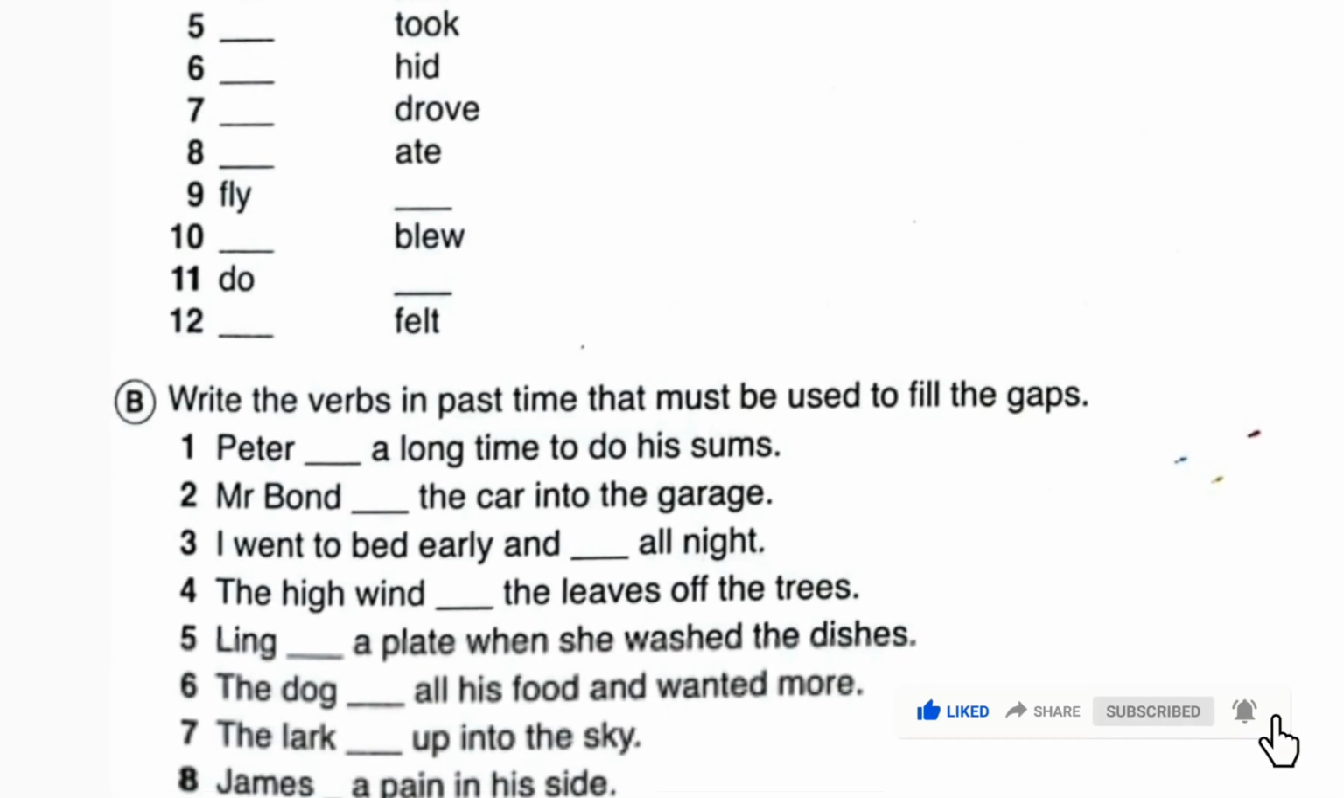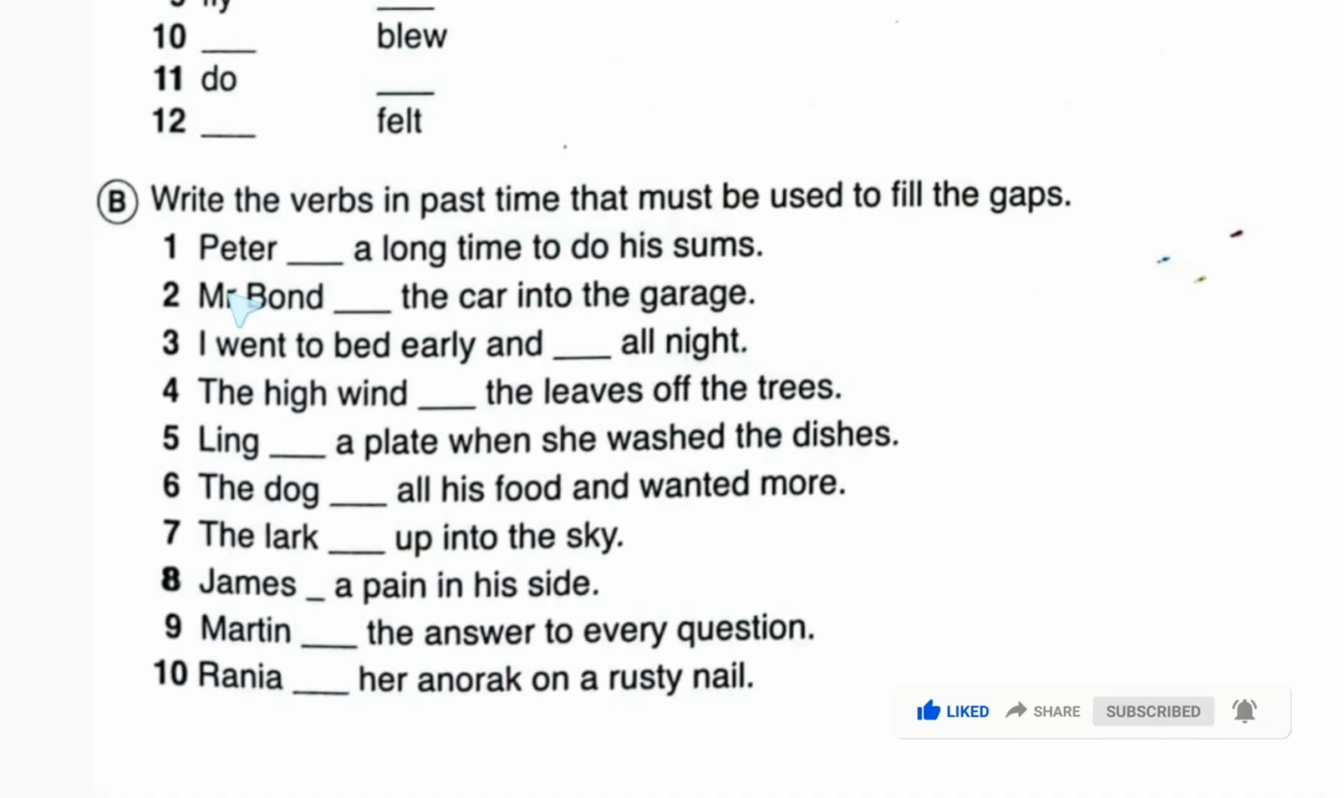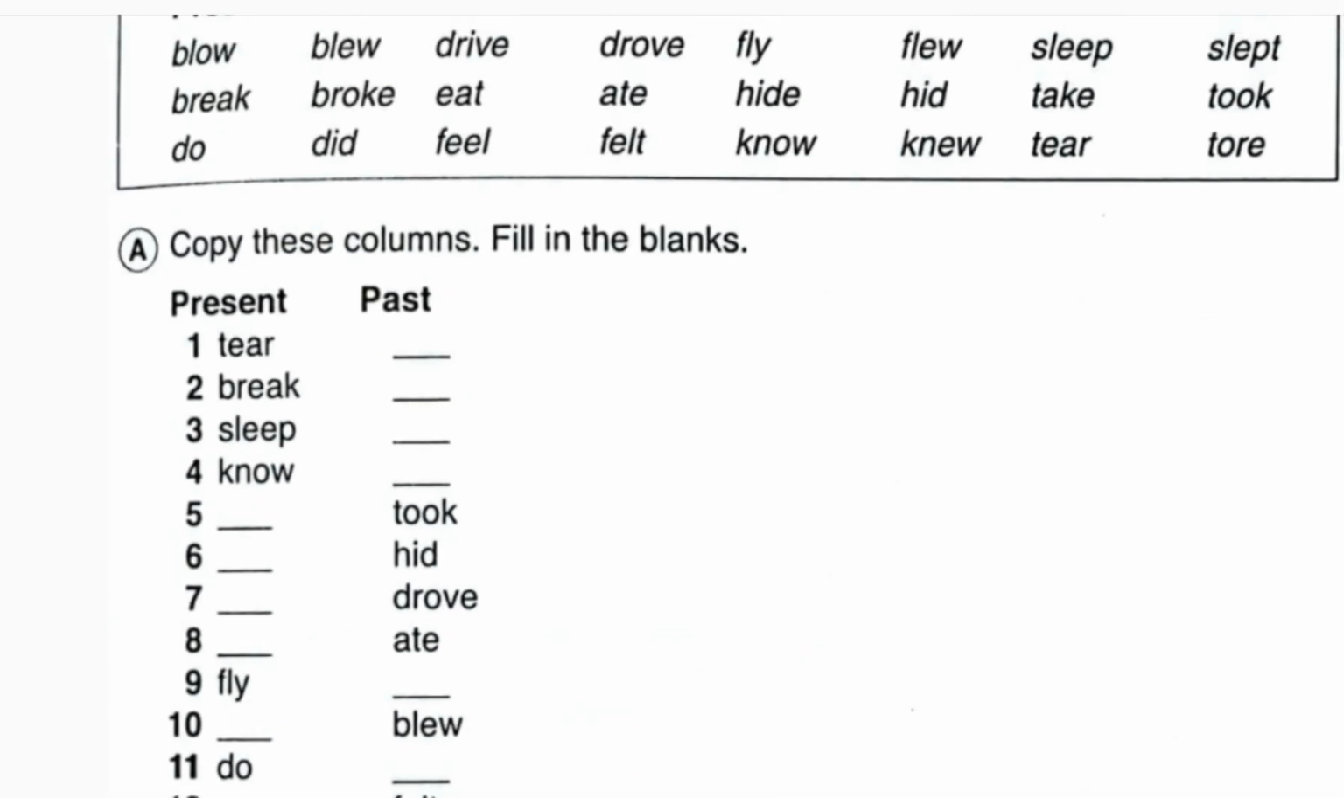Now we will do B number exercise. Same thing, you have to remember all the words we have found in the box. Then this will also be easier for you to do. Let's read the question. Write the verbs in past time that must be used to fill the gaps. Peter dash a long time to do his sums. So you can take help from this place.